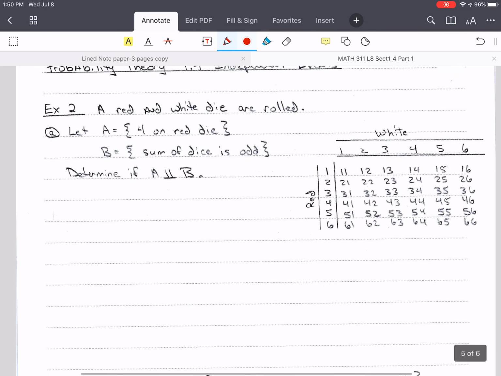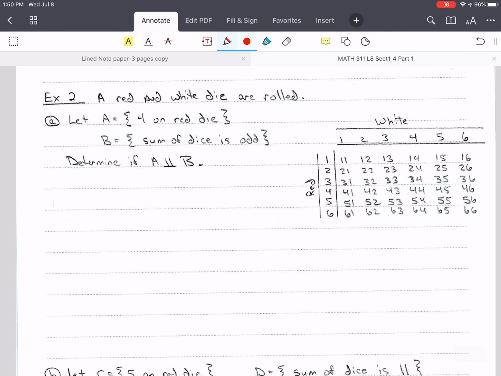Now let's look at another example. Here we have a red die and a white die that are rolled. This time we're using regular dice. They have 6 sides. So I've written out the sample space over here, red along this side and white along that side. And instead of writing all of the notation, 1-1 should be written this way, but I'm using shorthand. You're welcome to use the same shorthand when writing out a table like this.